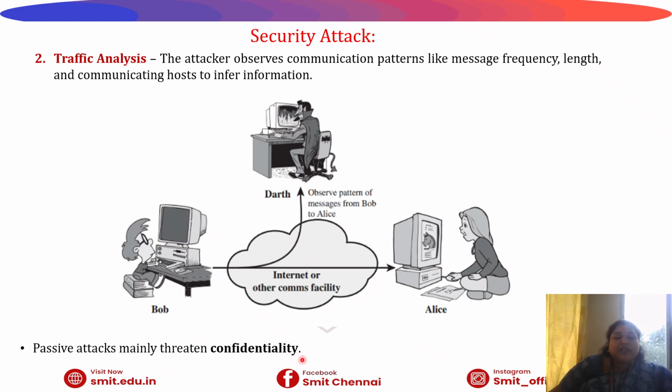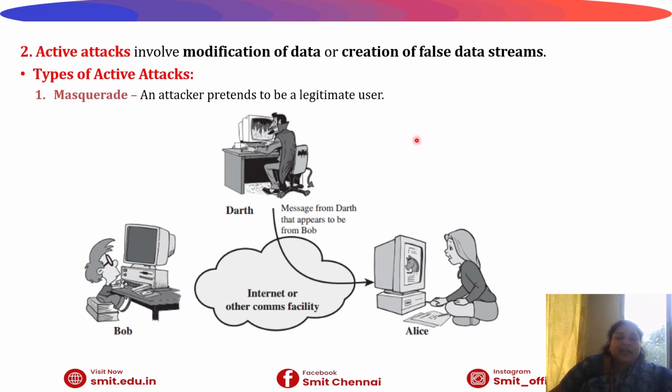At last, passive attack mainly threatens confidentiality. So confidentiality is what needs to be protected in a passive attack. Next, in active attack, we can modify the data. We can read the data, or we can also modify data or create false data streams. You can send a wrong data message from one person to another.